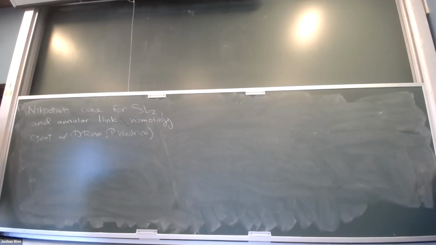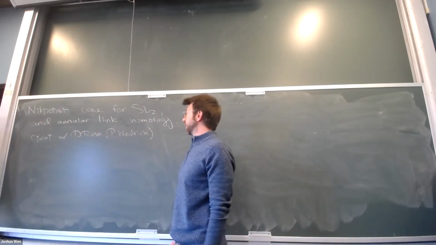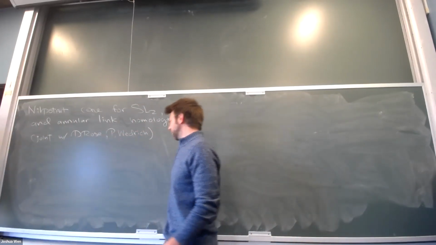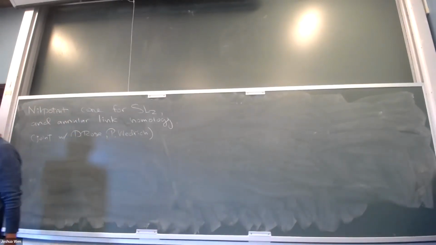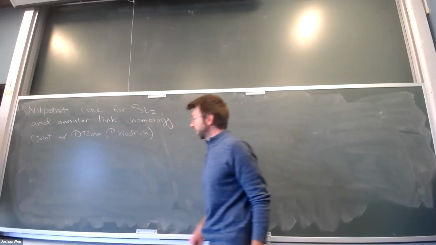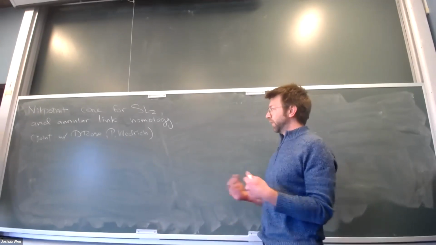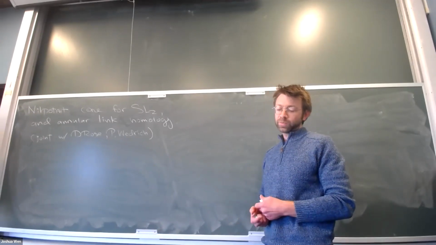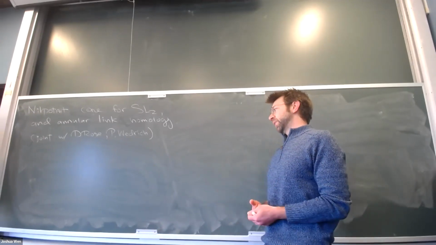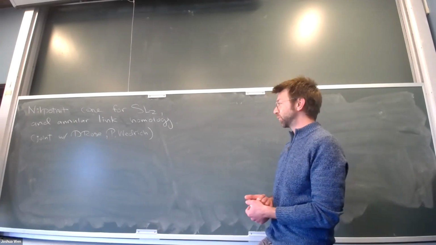I want to talk about some recent work. Just for a little bit of context, there's a couple of things I could say. Dave Rose, Paul Wedrich and I were thinking about annular link homology. We wanted to have some description of something called the skein lasagna module associated to a four-manifold.